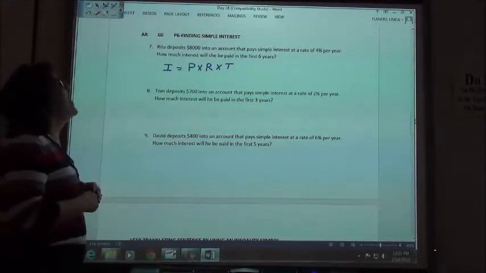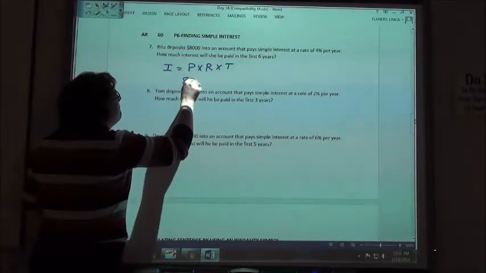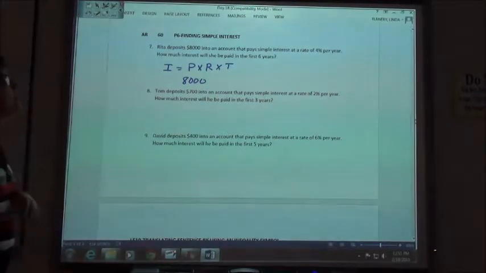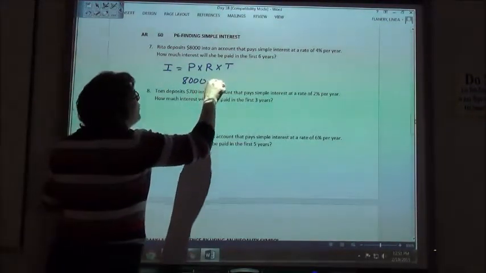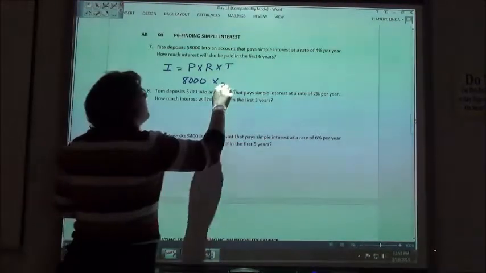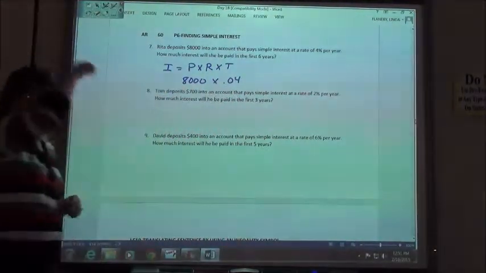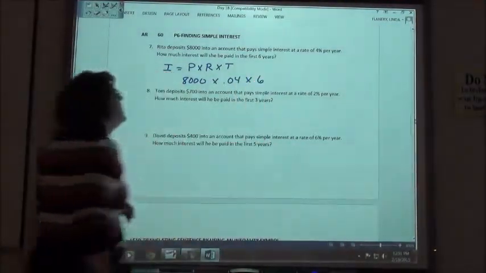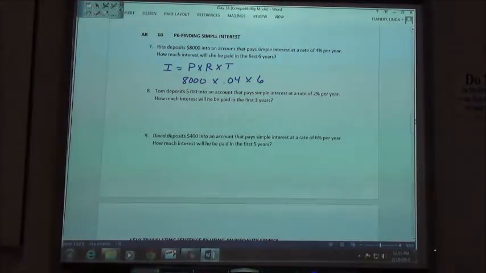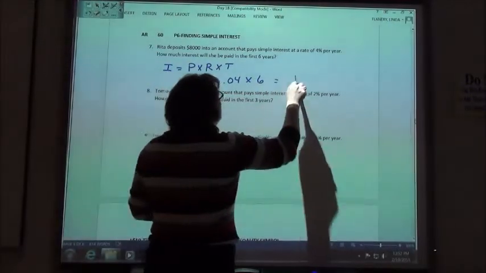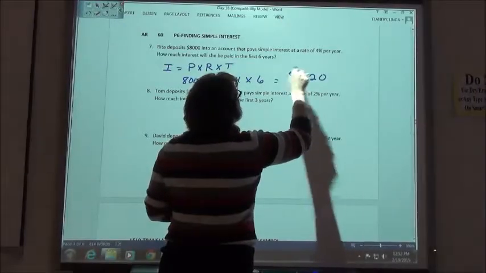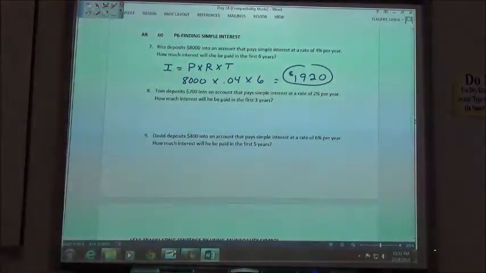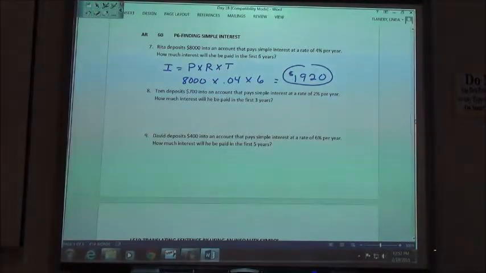So Rita deposited $8,000, that's her principal, into an account that pays simple interest at a rate of 4%. What decimal is 4%? 0.04, because I got to divide it by 100 and move it back 2 places. For 6 years, so my time is 6 years. So if you take 8,000 times 0.04 times 6, you end up with 1,920. Yep. $1,920 in interest.